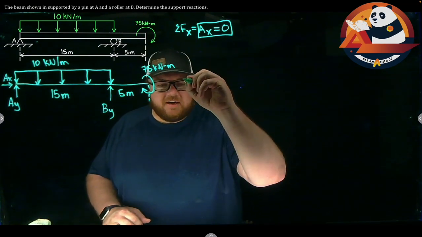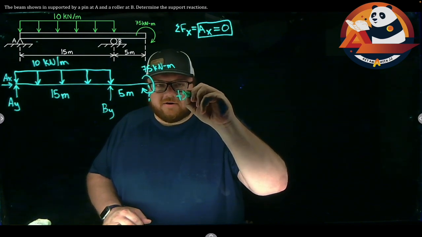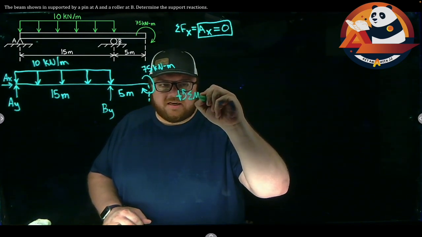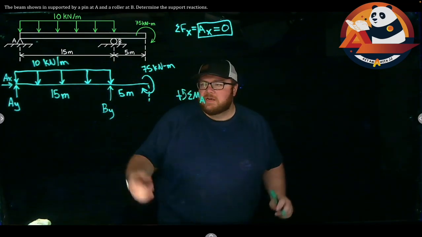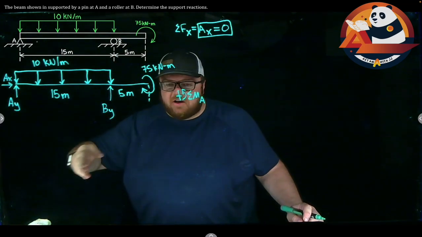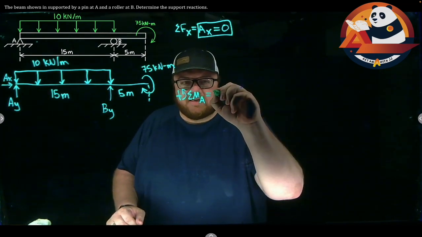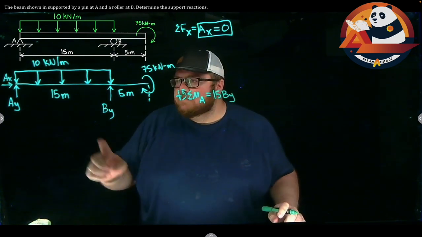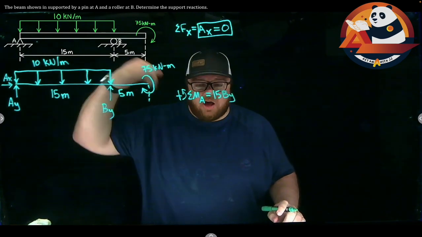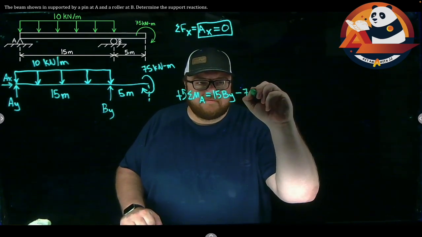Let's come down, and we're going to say with positive going counterclockwise, let's sum up our moments about point A. That's going to get me By. By is going to cause a counterclockwise rotation, so I'll put it in as positive. This is 15 By. My couple moment is clockwise, so I'm going to subtract it off, 75.